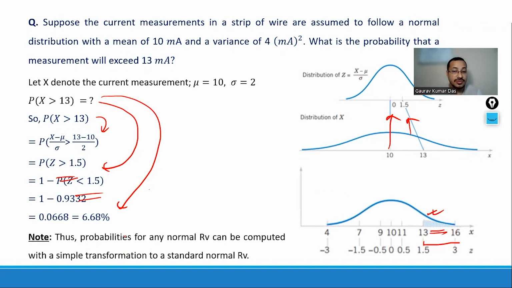So there's a note here. The probabilities for any normal random variable can be computed with a simple transformation to a standard normal random variable. So any normal distribution can be converted to a standard normal distribution. You can find out the probability with respect to any normal random variable by simply converting to a standard distribution.